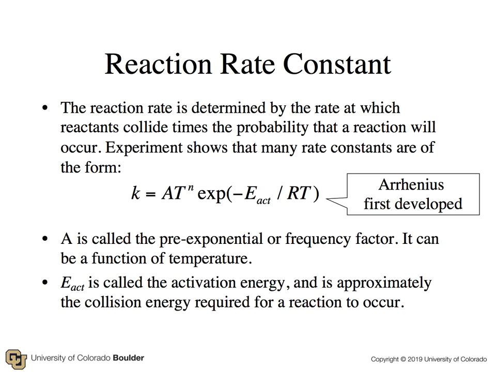So what about the reaction rate constant? The reaction rate is determined by the rate at which reactants collide times the probability that a reaction will occur. And experiments show that many rate constants are of the form shown, where k is equal to some constant A times the temperature to a power n times e to the minus an energy over RT. The energy is called the activation energy. R is the gas constant, T the temperature. A is the pre-exponential or frequency factor, and often the value n is something other than 0.